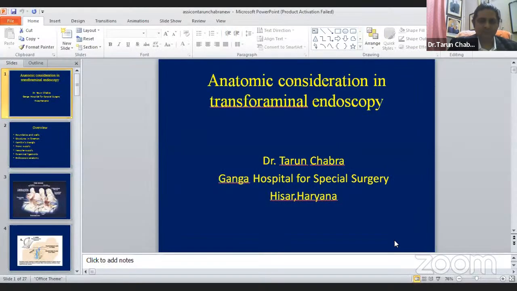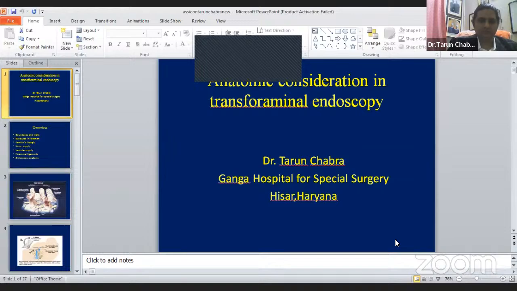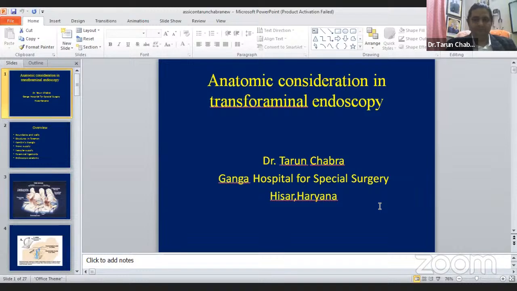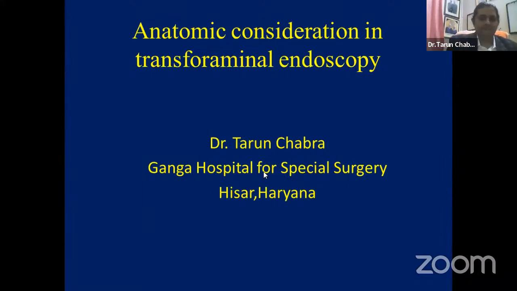Over to you, Tarun. Thank you, Dr. Ayush, for giving me this opportunity. And I am very privileged that Dr. Datar is also there. He is my mentor, and all stalwarts are present. I will be talking very basic transforaminal anatomy for a beginner, where we start from open surgery and transit to the transforaminal endoscopy. So I am sharing my screen. Make it full screen, Tarun. Yeah, now we can see you full screen. Go ahead.